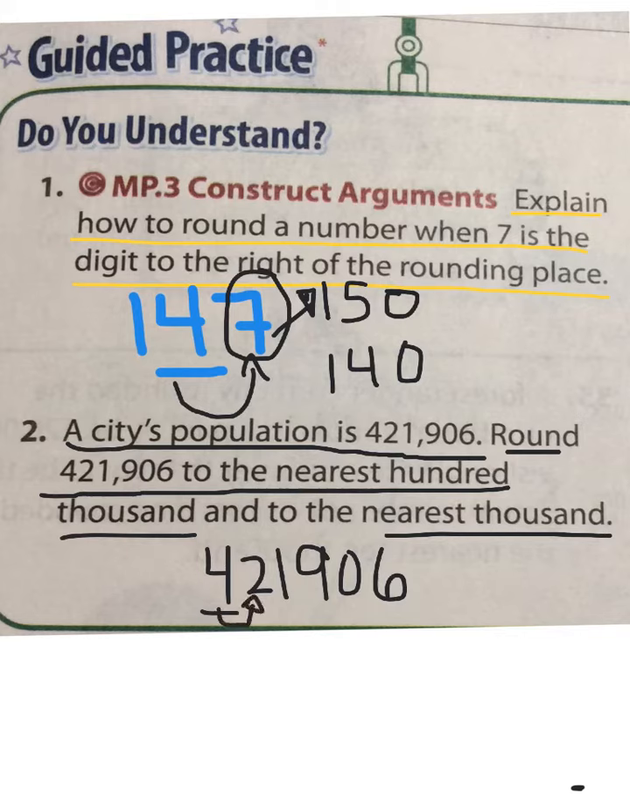If the digit is 5 or more, then the 4 would bump up to a 5. If the digit is less than 5, then the digit will stay the same.